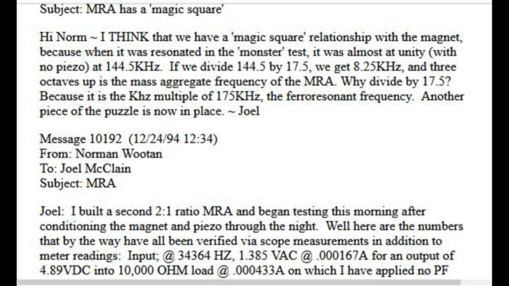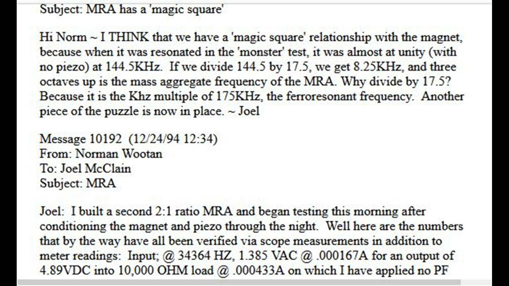Joel. Message 10192, December 24, 94, 12:34. From Norman Wooten to Joel McLean. Subject: MRA. Joel, I built a second 2:1 ratio MRA and began testing this morning after conditioning the magnet and piezo through the night. Well, here are the numbers that, by the way, have all been verified via scope measurements in addition to meter readings.